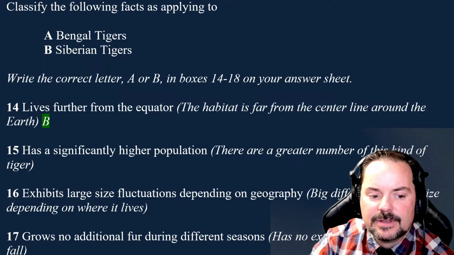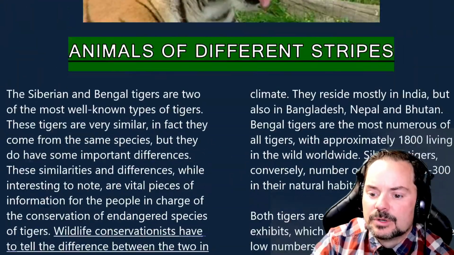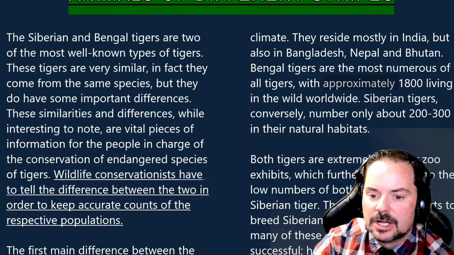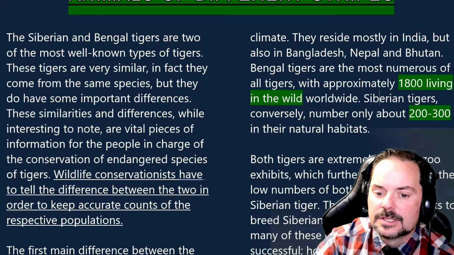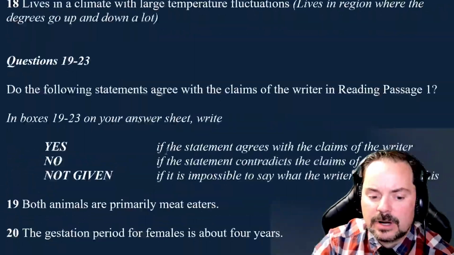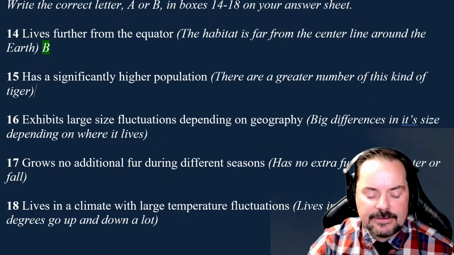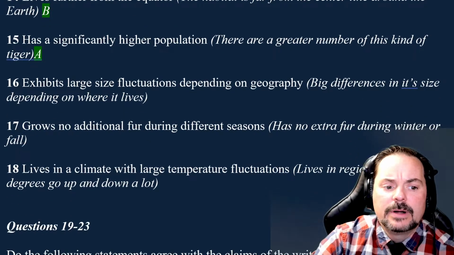It was not mentioned because I didn't visualize such a number. Yeah, it was right here. I actually did the math real quick. It said Bengal tigers are the most numerous of all tigers, with approximately 1,800 living in the wild. And then here it said 200 to 300. So I quickly had this number in my head of like 6 times. There's roughly six Bengals for every Siberian, right? So here we have A, and some of your classmates kind of got that. That was great.